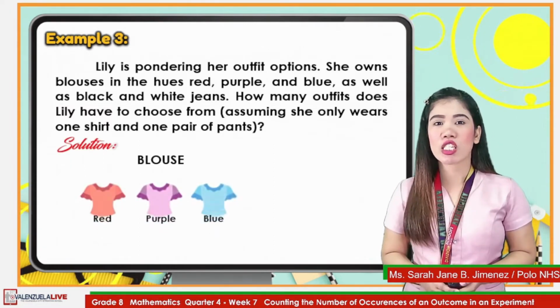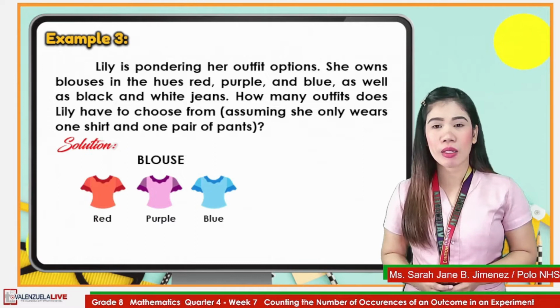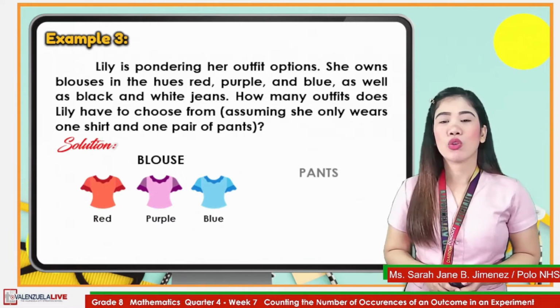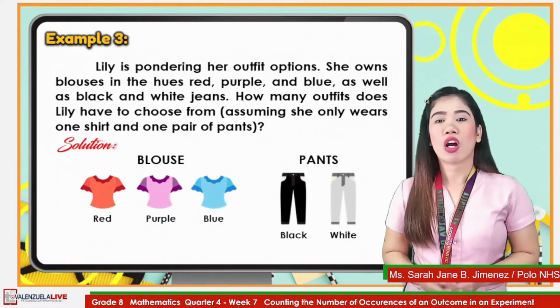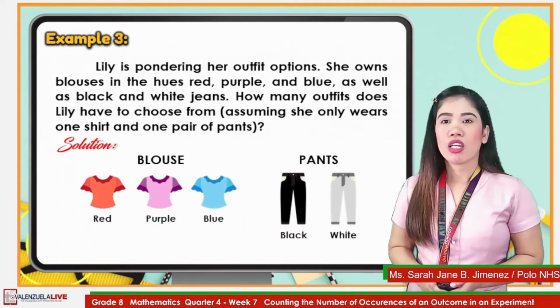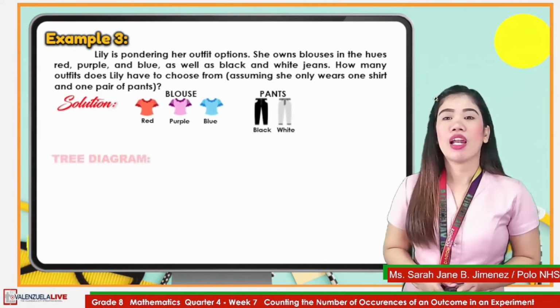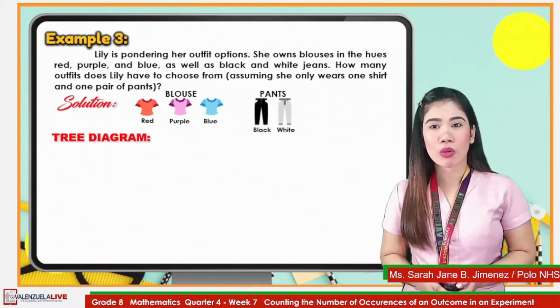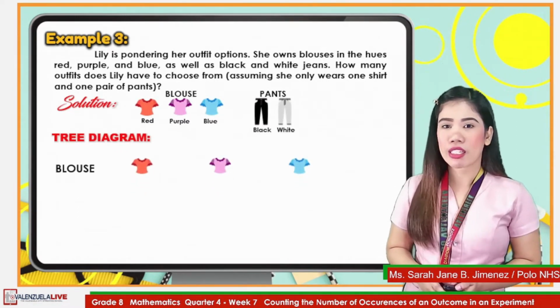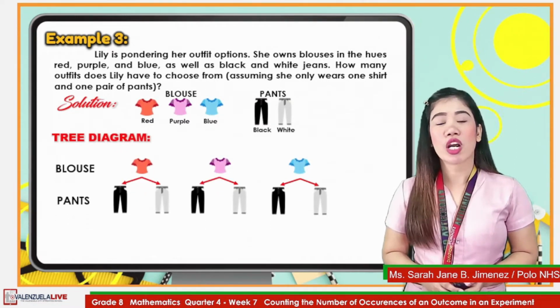There are 3 choices for the blouse, colors red, purple, and blue, and 2 choices for her pants, colors black and white. Using a tree diagram, let us pair each color of the blouse to each color of the pants. How many outfits are there in total?